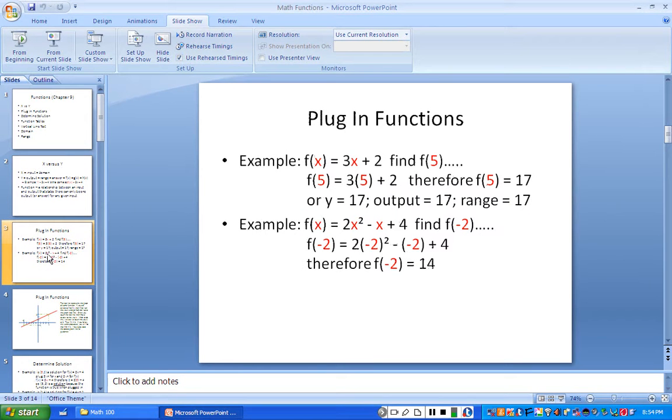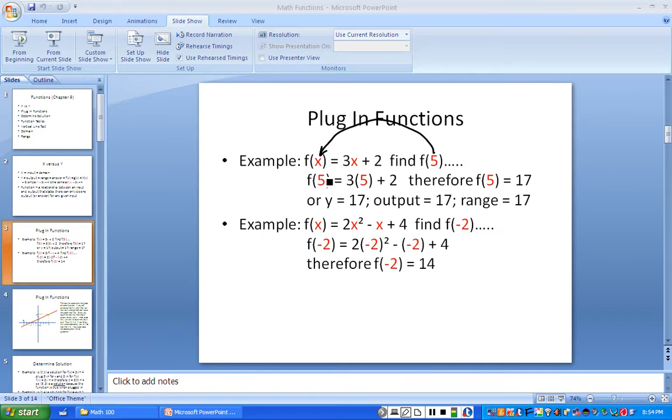So I just basically showed you an example of what we're talking about here, plug-in functions. Okay, so plug-in functions. We have our function f of x equals 3x plus 2. Find f of 5. All we're saying is replace x with 5.